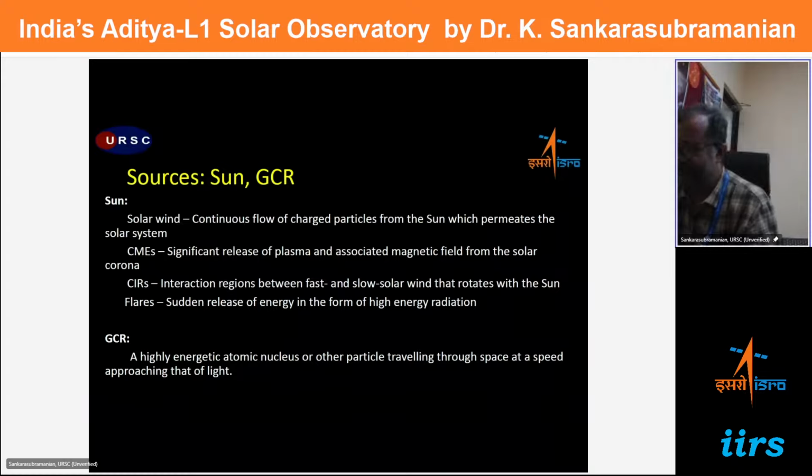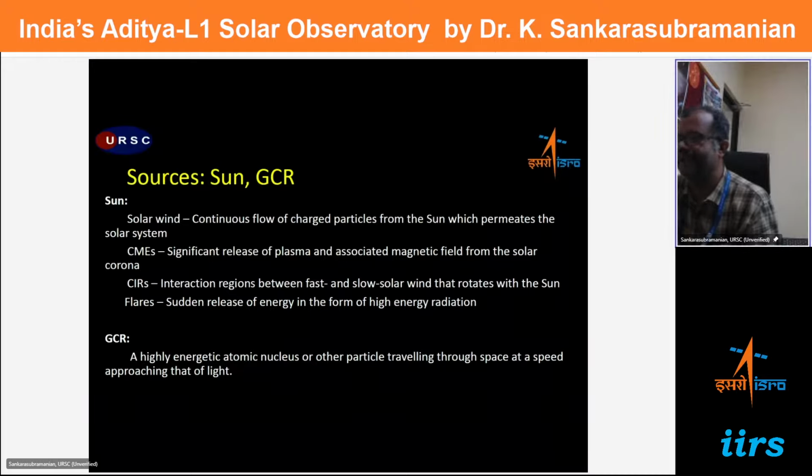And so what are the sources which we already discussed? The solar wind, which is a continuous flow of charged particles from the sun, which permeates the solar system. The coronal mass ejections, which we also discussed, a significant release of plasma and associated magnetic field from the solar corona. And we also have flares, which is the sudden release of energy in the form of high energy radiation.